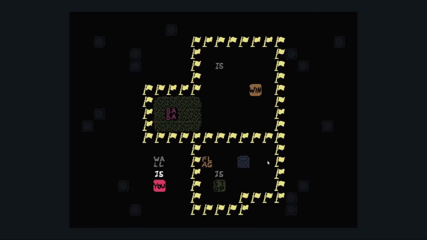Like for example, wall can be push, wall can be stop, wall can even be win, and wall can even be you.